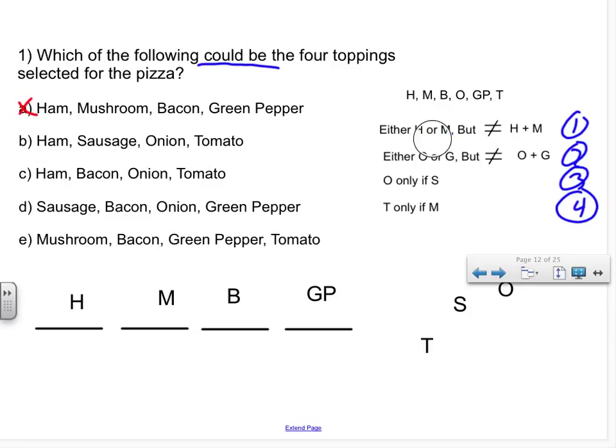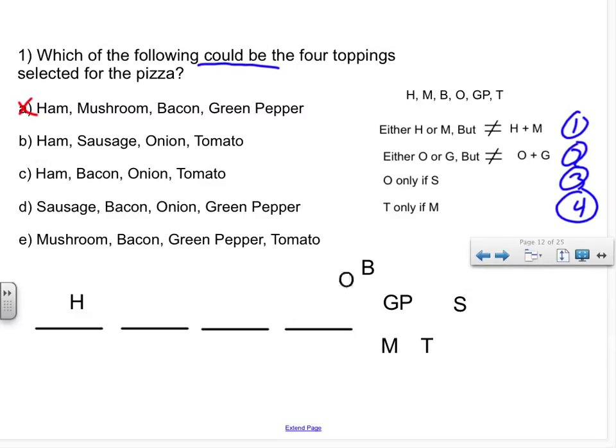So let's clear off our diagram. And the next one is ham, sausage, onion, and tomato. So we've got our ham, sausage, onion, and tomato. And let's see if it breaks any of the conditions. Either H or M, but can't equal H and M together. We got our H, either O or G, O only if S, and T only if M. Well, I don't see an M, so I know it breaks condition 4. So we can eliminate B, because B cannot be the 4 ingredients selected for the pizza.